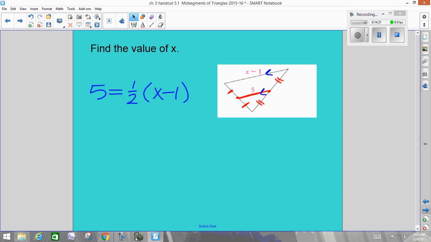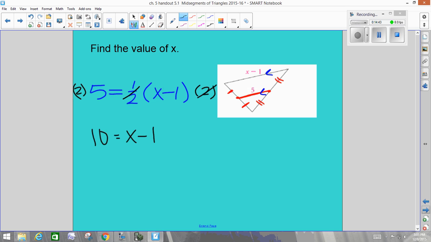How do I get rid of that 1/2? You could distribute, or I could also do what? Multiply by 2, because instead of dividing by a fraction, I can get rid of it by multiplying by its reciprocal, or the denominator. So when I multiply both sides by 2, then I get 10 equals x minus 11.